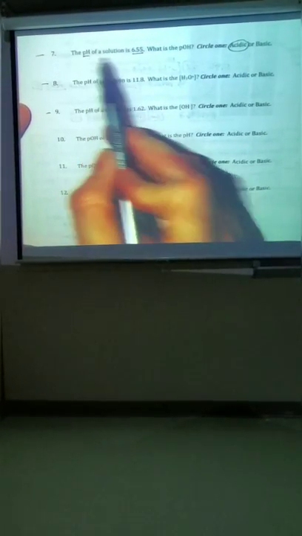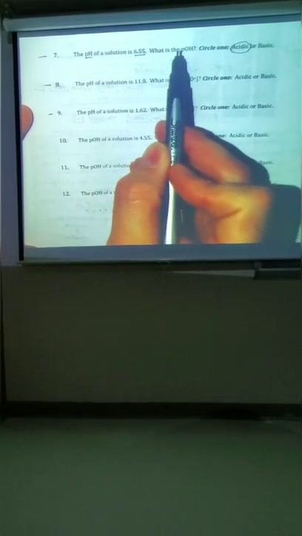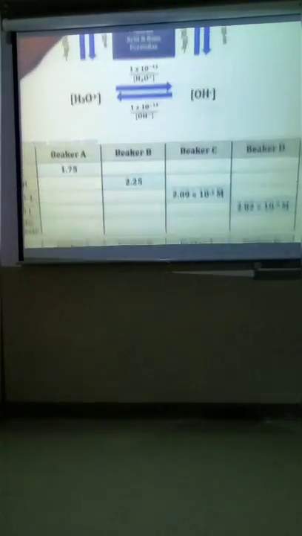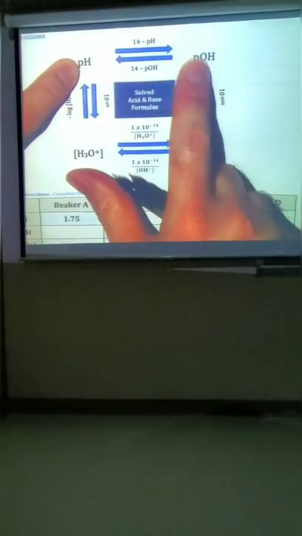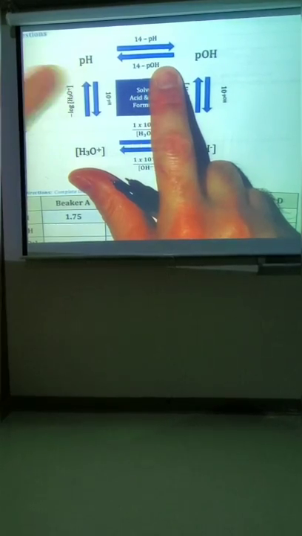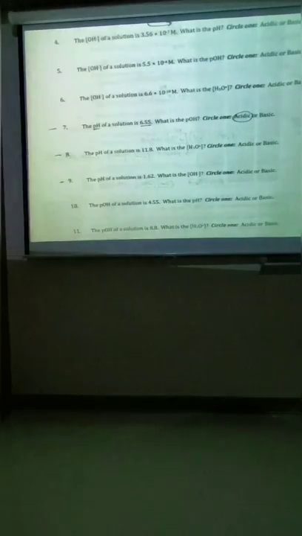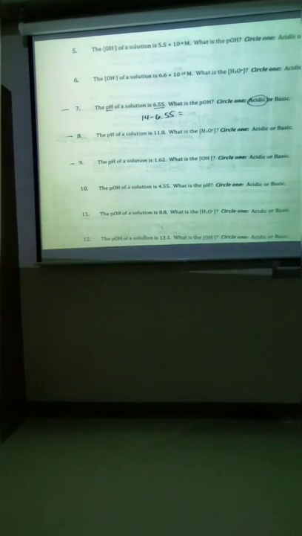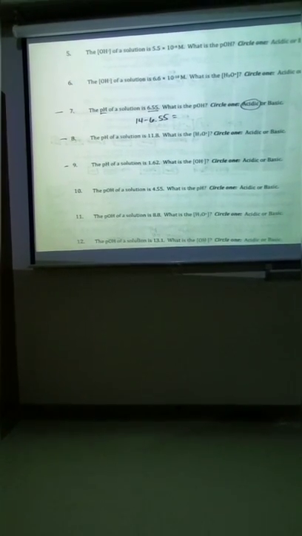So here they say pH is 6.55. What is pOH? Remember, those are opposites. One goes up, the other must go down. Let's look at our chart. We have pH. How do we get pOH? We just subtract 14. This is going to be the easiest one we've done this entire lab exercise. Just take 14 and subtract 6.55. Use your fingers and toes if you have to. But again, 7.45.